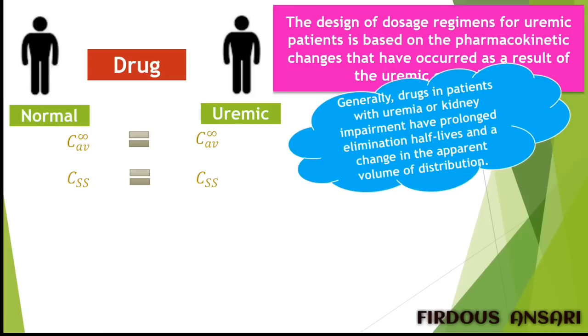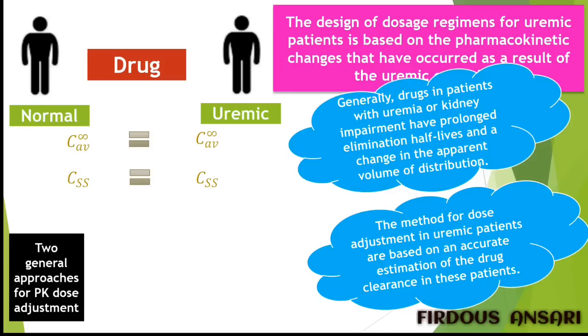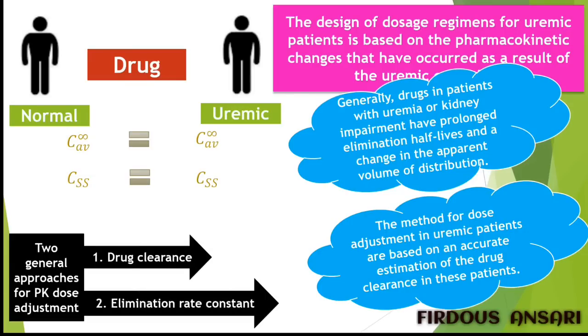Generally, drugs in patients with uremia or kidney impairment have a prolonged elimination half-life and changes in the apparent volume of distribution. The methods for dose adjustment in uremic patients are based on an accurate estimation of drug clearance in these patients. And we have two general approaches for pharmacokinetic dose adjustment in renally impaired patients: first, the drug clearance method, and another, determining the elimination rate constant. So we'll check out these two methods one by one.